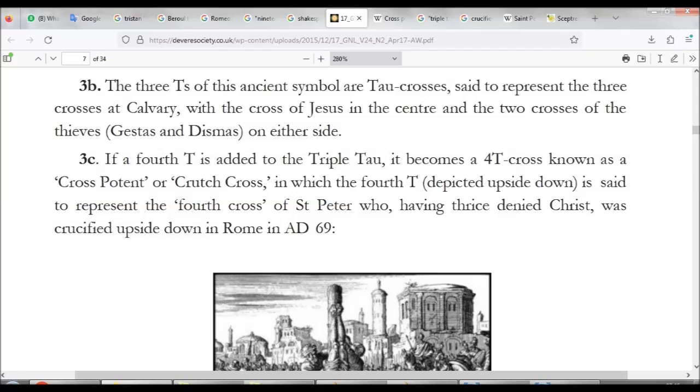Peter, who, having thrice denied Christ, was crucified upside down in Rome in AD 69. Everybody knows, we all talked about it when we were young in school, a 69er, the 6 and the 9, it's upside down. Christ is crucified in the year 33, or the 33rd degree. So 69, 6 and 9, they're upside down from each other. So that's why they said Peter was crucified upside down in the year 69.